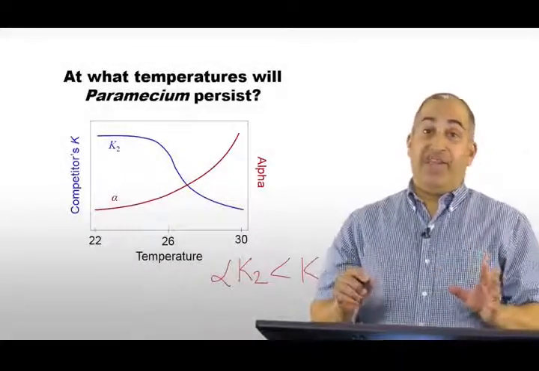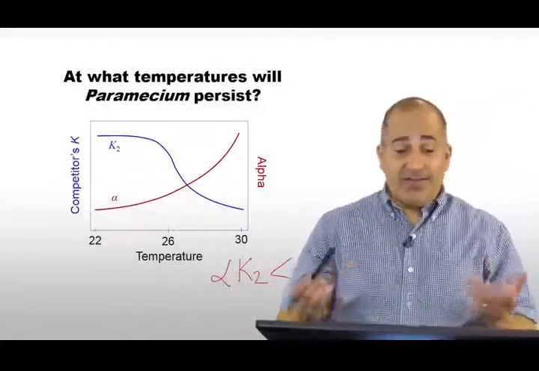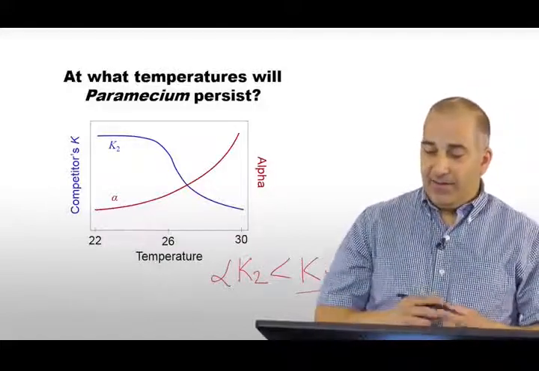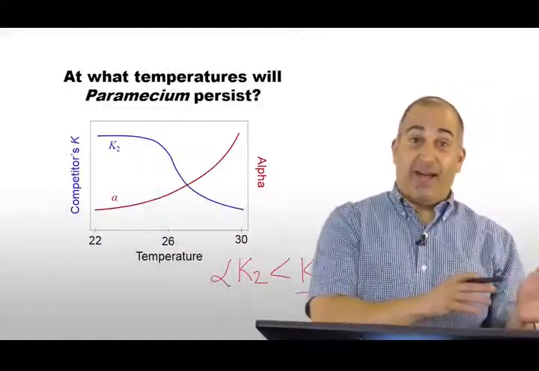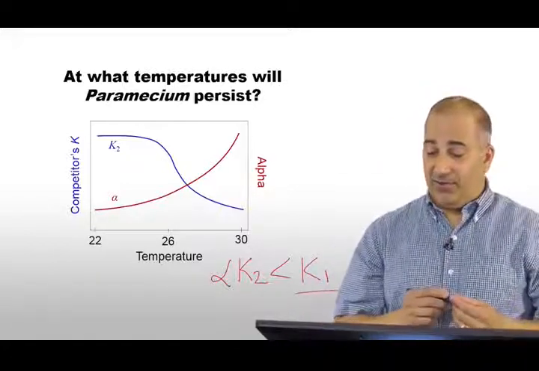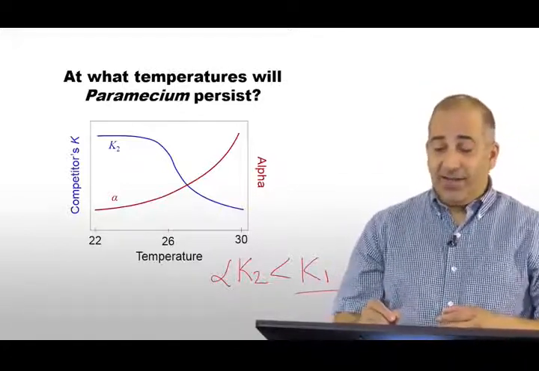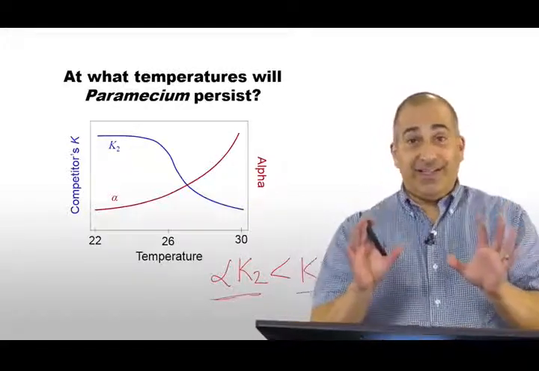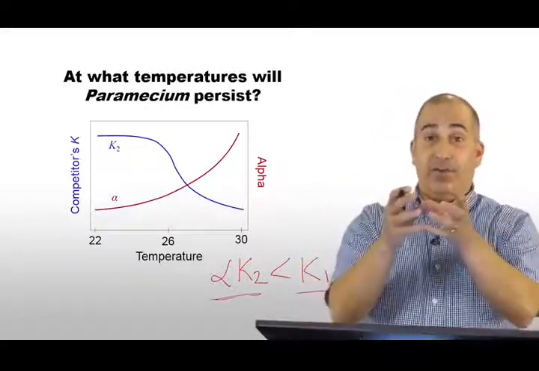But this is admittedly a very tough problem because there's a lot of things to think about, right? First of all, we can assume that K1 of the other species isn't changing because we said that before. It's relatively constant with temperature. And so if that's the case, the only thing that matters is what's going on with these two variables here. But the interesting key here is it's the product of the two that matters.